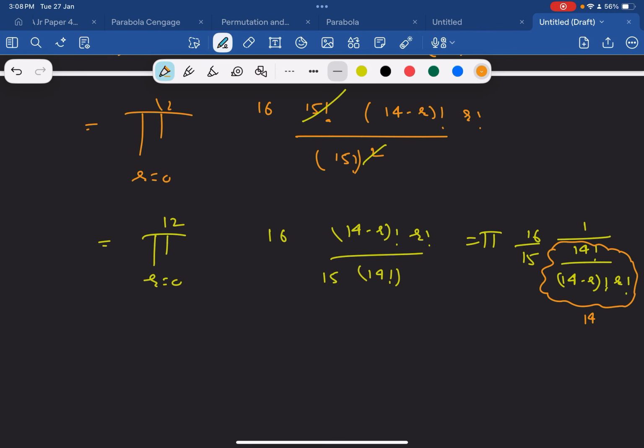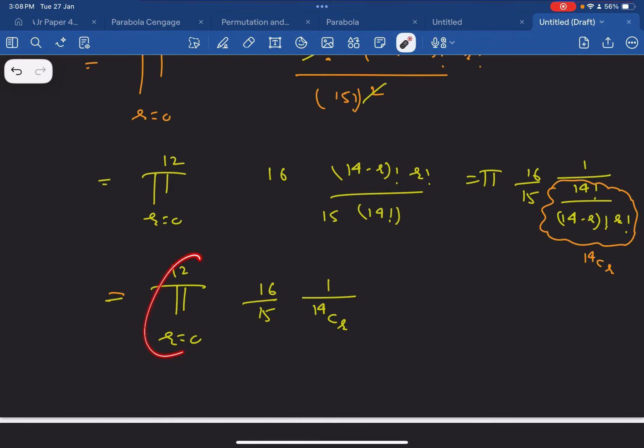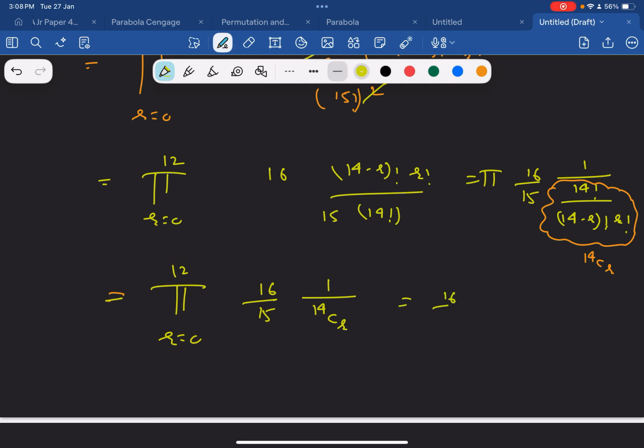If you see very carefully, this number is nothing but 14cr. So I can write here the product of r goes from 0 to 12, 16 by 15 and 1 upon 14cr. Now you have to see very carefully, we are taking the product. Many students make the mistake of taking common from here and then solving this one. No, it's a product, so this will be multiplied as many times as we are taking the products. So we are starting from 0 and going up to 12, so 1 to 12 and this one will be 0. So 13 times we are moving.